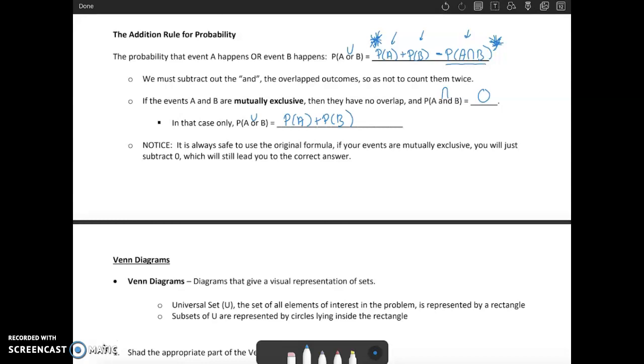Whereas the other way around is bad. If you use this and you forget to subtract out overlap that really is there, now your answer is wrong. So in my opinion, it's just always safest to start out with this formula and subtract 0, and nothing is harmed in that way.